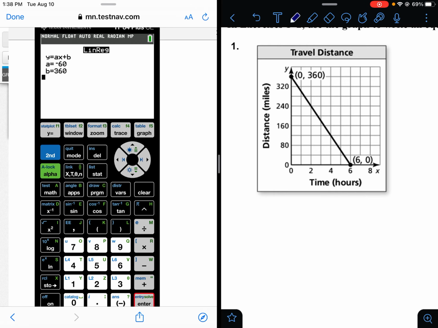And you'll see that there's the equation. Y equals mx plus b, though they use a instead of m, but it's the same thing. So my equation will be y equals negative 60x plus 360.